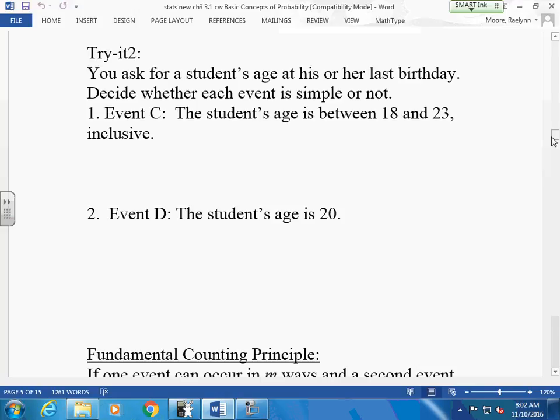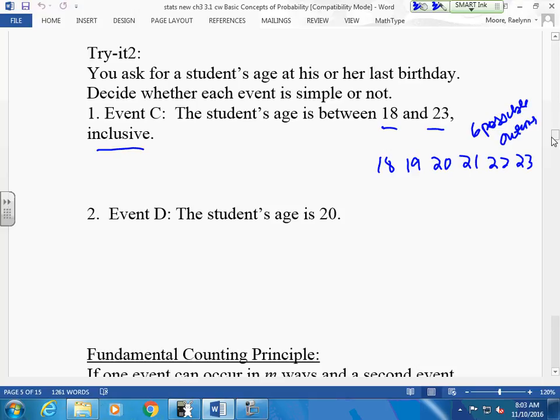Yeah, but give me a number. Like, how many numbers are between 18 and 23 inclusive? What does inclusive mean? So I include 18, 19, 20, 21, 22, 23. I get 6 possible outcomes. A simple event says I can only get one outcome. So this guy, therefore, not a simple event. If the student's age I'm looking for is 20, how many outcomes do I want? 1. I want it to be 20. This is simple. That's how they classify these. So, not a major hit on this one.